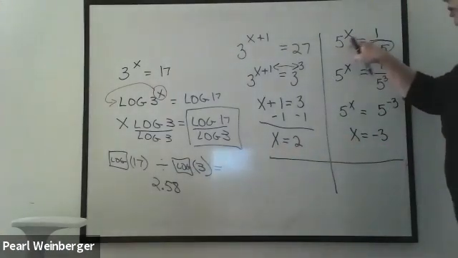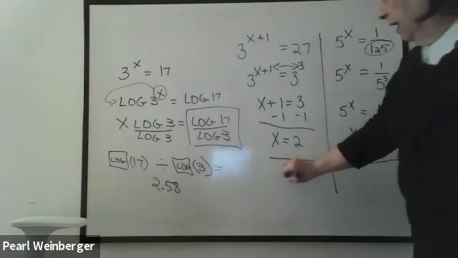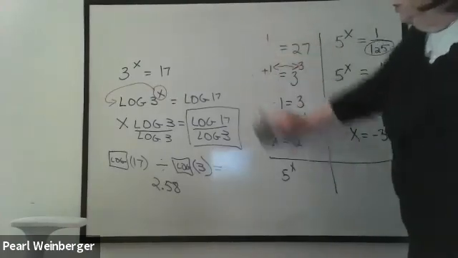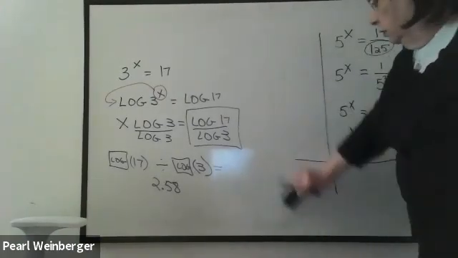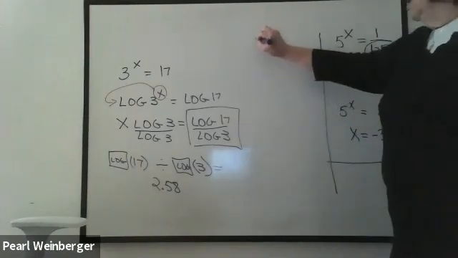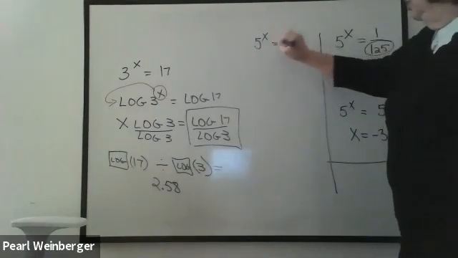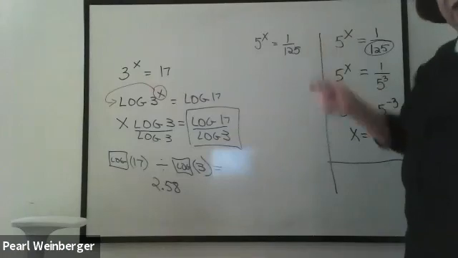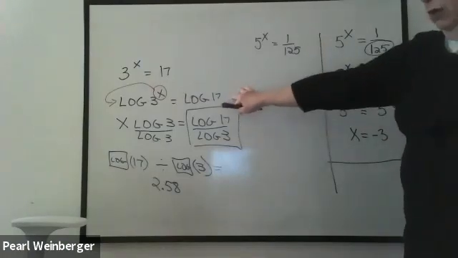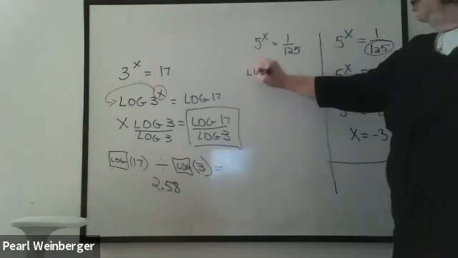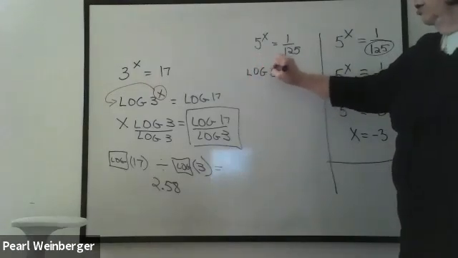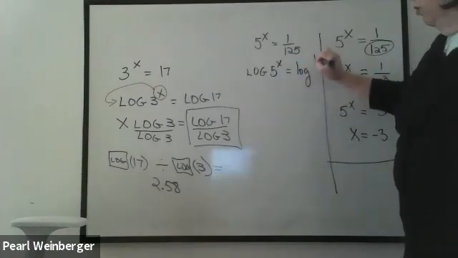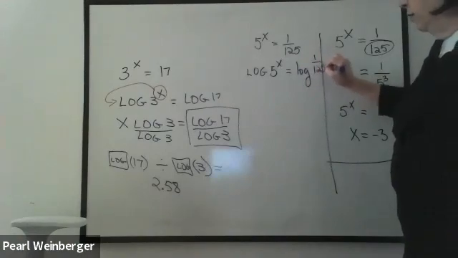Just as an aside, suppose you found this question really hard. Suppose you found that question 5 to the x equals 1 over 125. A very hard question because of that fraction. You could do it the same way we did over here. Write the word log in front of both of these expressions. The log of 5 to the x is the log of 1 over 125.